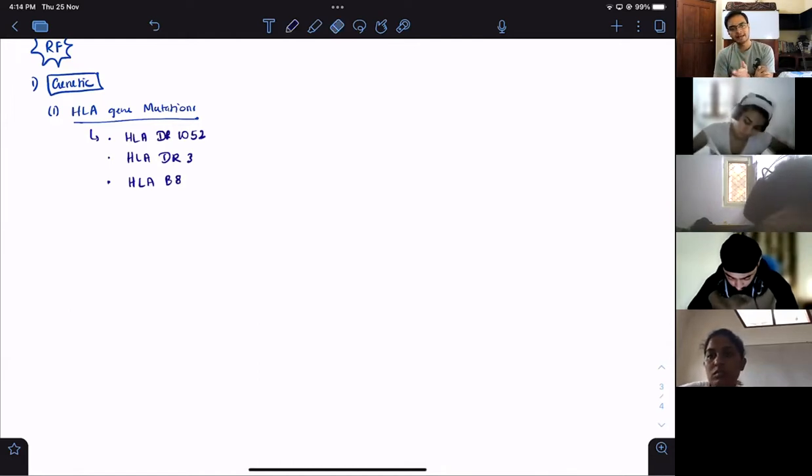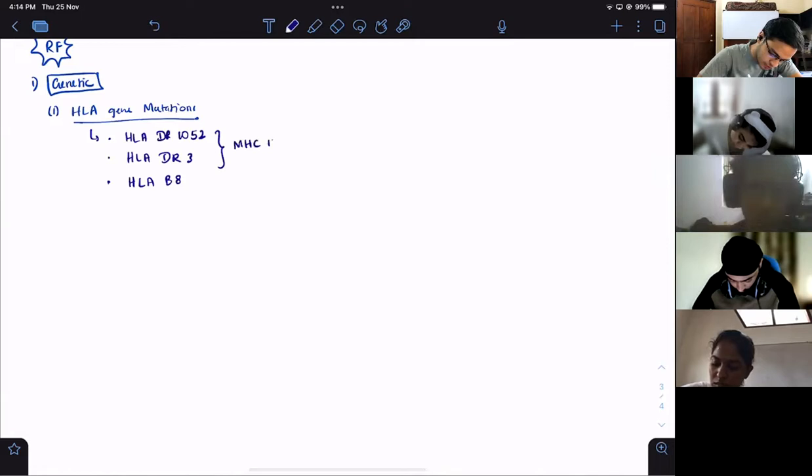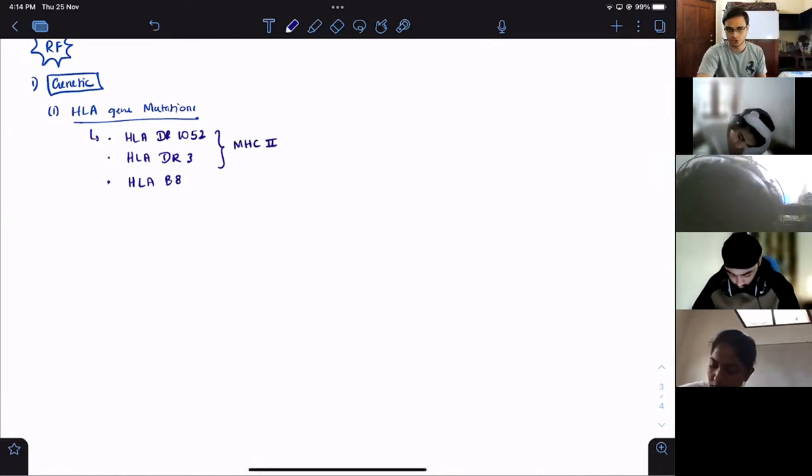These HLA-DRs in general, what do they code for? What exactly do they code for? MHC 1 or 2? MHC 2. Excellent. We have talked about this in the previous chapters as well. When you see DR, it's about MHC class 2.